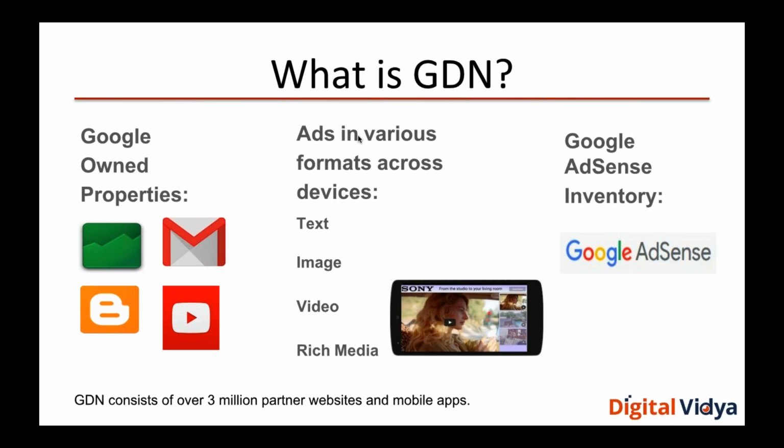It has a few Google properties like YouTube, Gmail, Blogger, and then it has over 3 million partner websites and mobile apps. So when you go to any websites these days like NDTV or Times of India, BBC or ESPN, you see lots of ads over there, right? Some are text ads, some are video, some are image ads. So these are ads which can be created on the Google AdWords platform and targeted to appear on those websites, provided those websites are part of Google's display network.